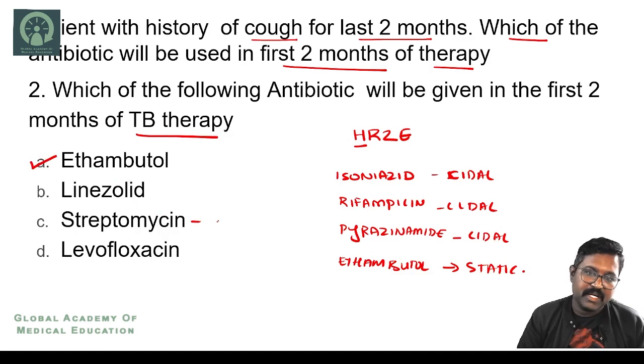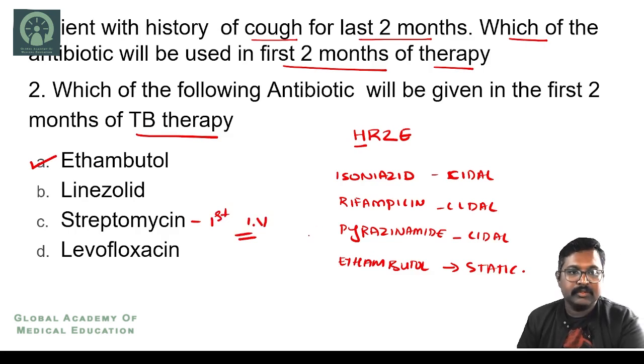Streptomycin was the first injectable drug which was used in the treatment of tuberculosis. Is that clear? Okay, fine.